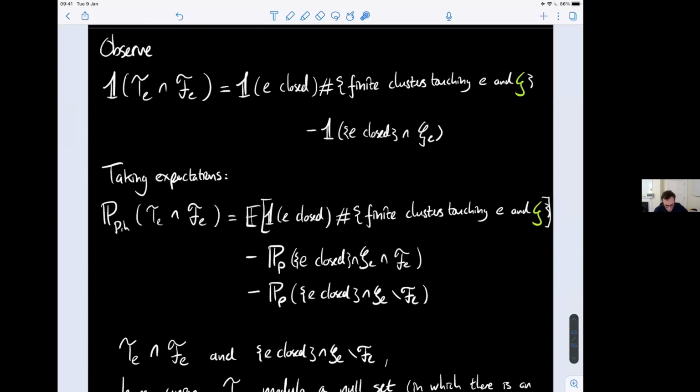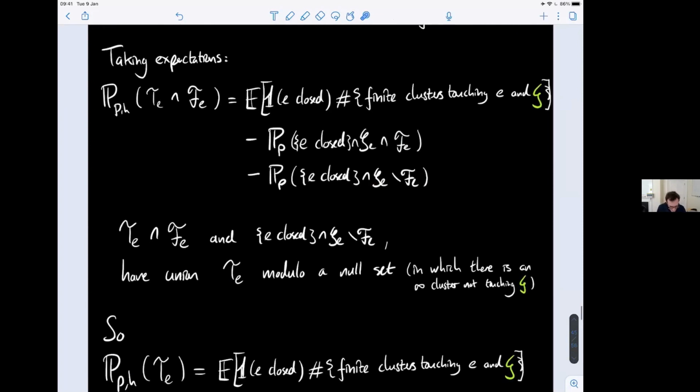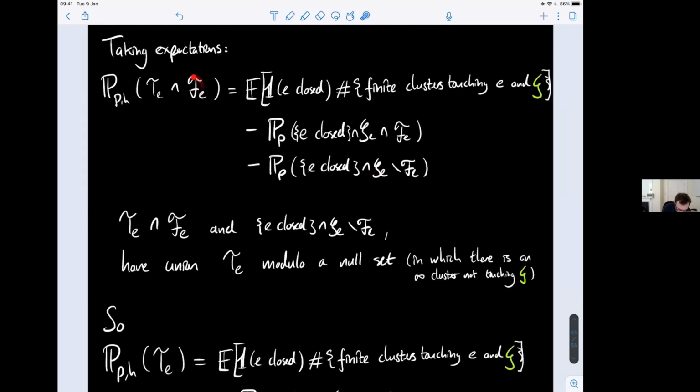So let's take this equality, which is just a pointwise equality, but we can clearly take expectations. So the probability of this event is equal to the expected number of finite clusters touching E and the ghost, times the indicator that E is closed, minus, and here I'm going to split this event up into two further events: the one where this holds and both clusters touching E are finite, and finally the one where this holds, but at least one of the two clusters is infinite.